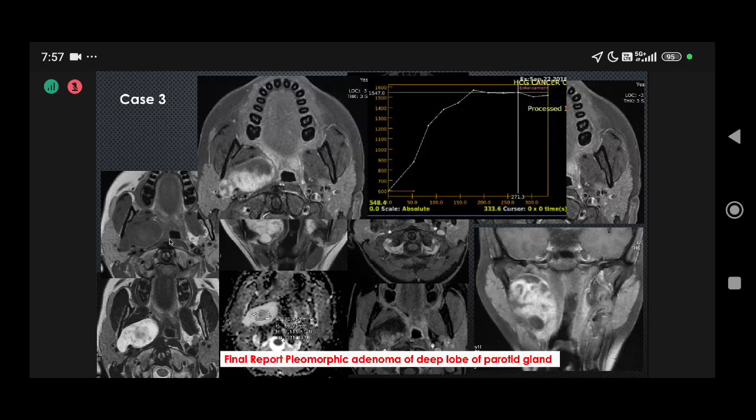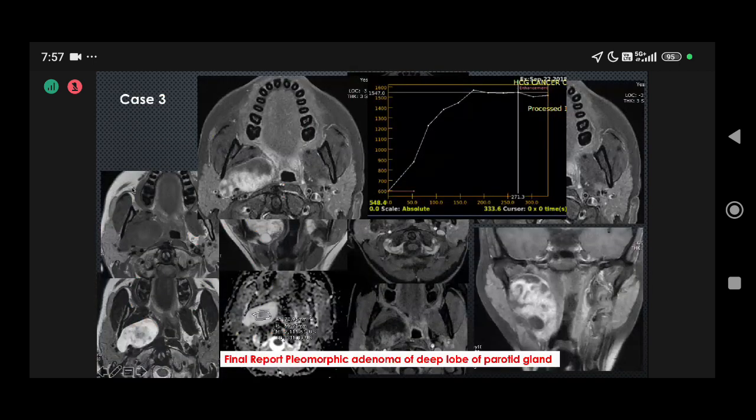So this is a pleomorphic adenoma of the deep lobe of the parotid gland. So here, what is important? What is happening here? Here we can see a crescent shape medial displacement of the parapharyngeal space, and there is a widening of the stylomandibular tunnel. So whenever there is a widening of this tunnel and medial displacement, that means we are dealing with a tumor which is arising from the deep lobe of the parotid gland.